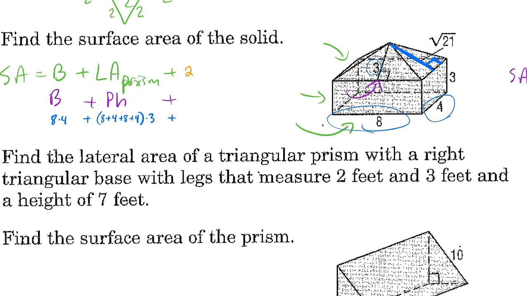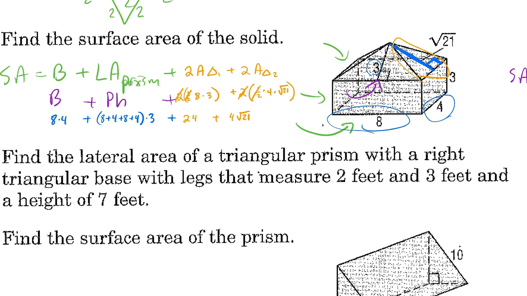So we have 2 times the area of one triangle plus 2 times the area of the other triangle. So here we have 2 times 1/2. The base is 8, and the height of that triangle is 3. And then plus 2 times the area of the triangle on the other side, 1/2. The base is 4, and the slant height is root 21. Okay, so that and that cancel, so we get 24, plus that and that cancel, 4 root 21.